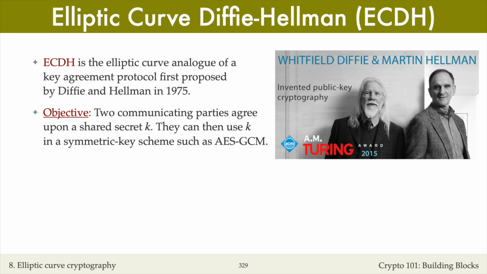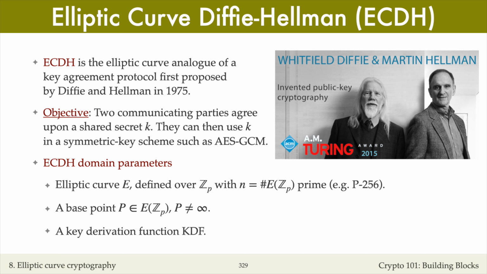The objective of ECDH is for two communicating parties, Alice and Bob, to agree upon a shared secret key K. Alice and Bob can then use the key K in a symmetric key scheme such as HMAC for authentication or AES-GCM for authenticated encryption.